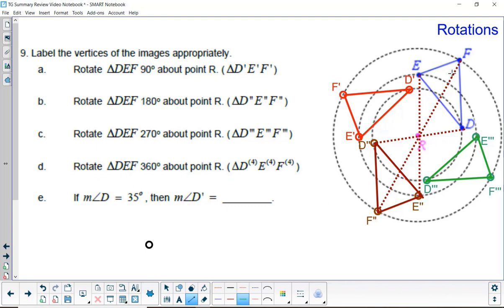D, if you go 360, you're just going to end up back at the original. So the blue triangle is the same as the answer for part D. And since all these triangles are congruent, the corresponding angles will be equal. And so the measure of angle D prime is going to be 35 degrees. Press pause as needed.